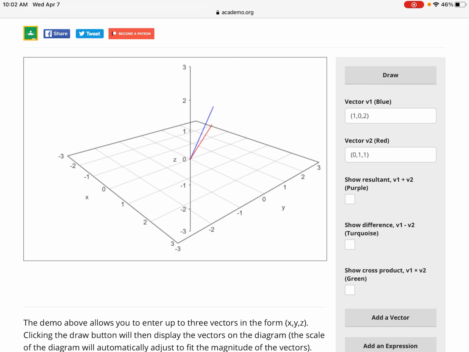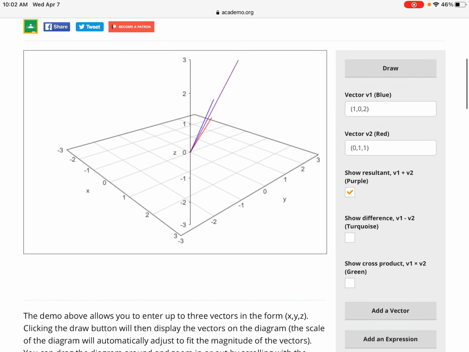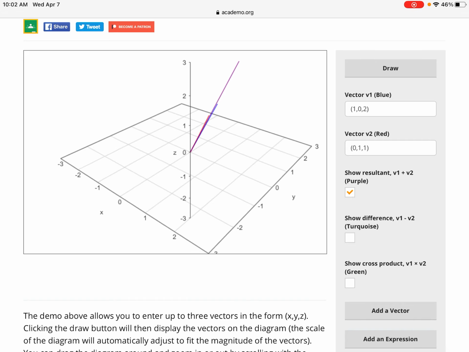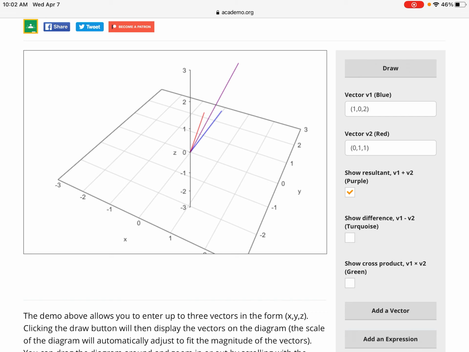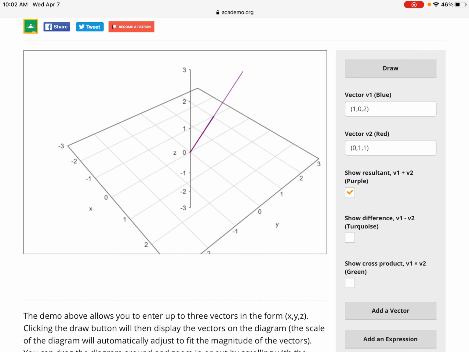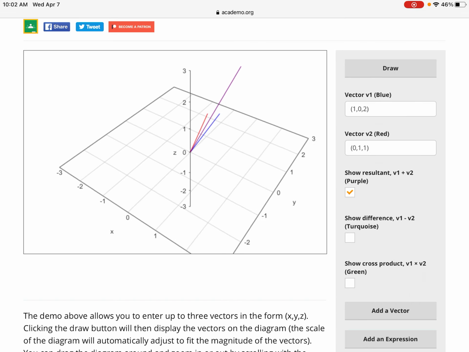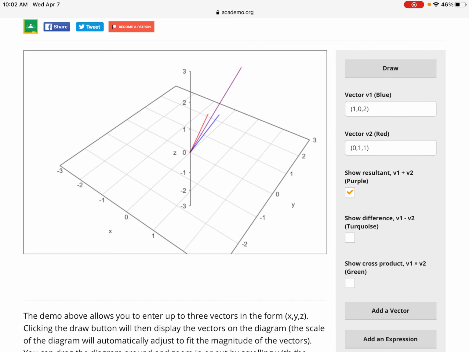And what's even nicer is that on the right-hand side here, it says show resultant, v1 plus v2. So if we click on that, there is the sum that we just calculated. So if we go back to our work, this vector looks longer than v1 and v2, and it almost seems to lie in the same plane, right? You see that the blue, the red, and the turquoise are kind of in the same plane if I look at it from that direction. But anyway, we could compare and verify.